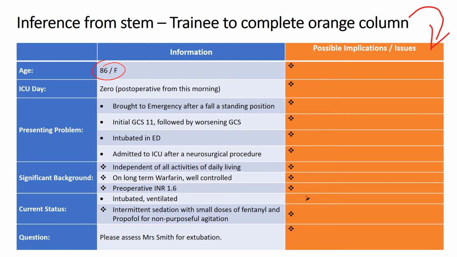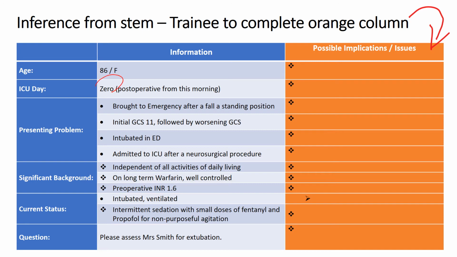86-year-old woman is the information. What are the implications of this? The implication is that she's an elderly woman. And although it says here that she was independent of all activities, the fact is that she is still elderly. So that alters the prognosis, that alters your projection, that alters a lot of things that you would do. And you have to bring it into the discussion.